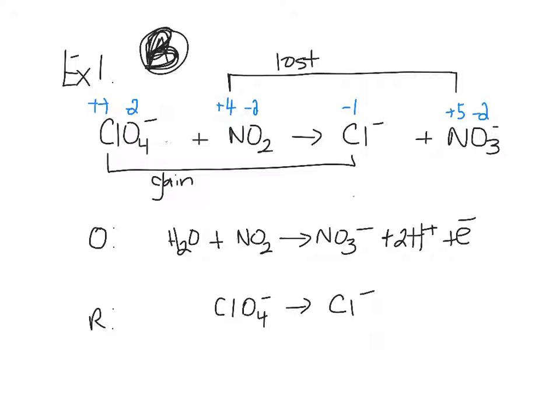So we just add H2O. So how many waters are we going to add? 4. Because we're deficit. 4 oxygens. 8 H pluses.